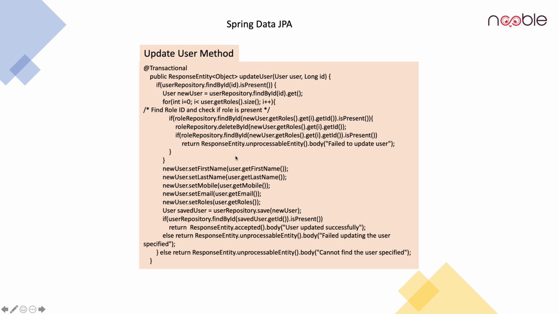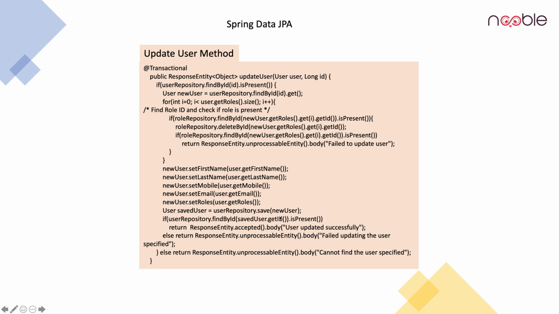The entire transaction breaks here and it goes back. Else if it is deleted, now it comes here. It will set the first name, last name, mobile, email and roles, and finally I am saving it. After saving, I am checking if it is present. If it is present, I am going to return user updated successfully. Else I am going to return failed updating the user specified. Here you can do finer things, like you can check whether it has changed. I am not putting it here.